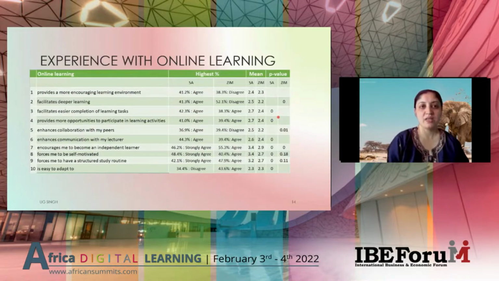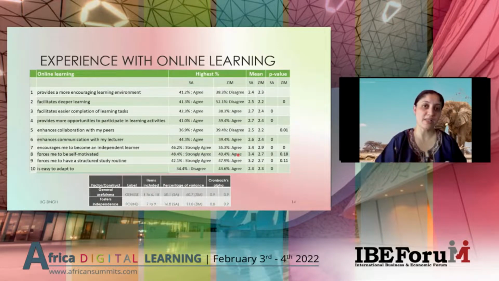Okay, so we then investigated the students' experience in the online environment. As you can see, South African students seem to have a more positive experience in the transition to the online space, whereas the Zimbabwean students were not as positive. We further did a factor analysis and 2 factors emerged. One was general usefulness and the fostering of independence. So essentially what students were saying in both of these environments, South Africa and Zimbabwe, was that online learning was generally useful and it helped them to foster independence, to become independent learners.